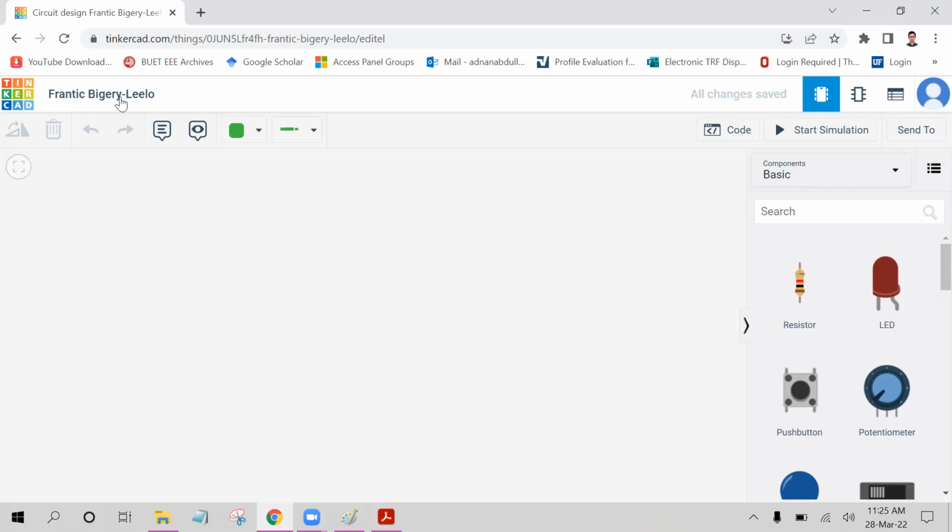Now, first of all, please rename the circuit in this manner: experiment 6 part 1 underscore your student ID.